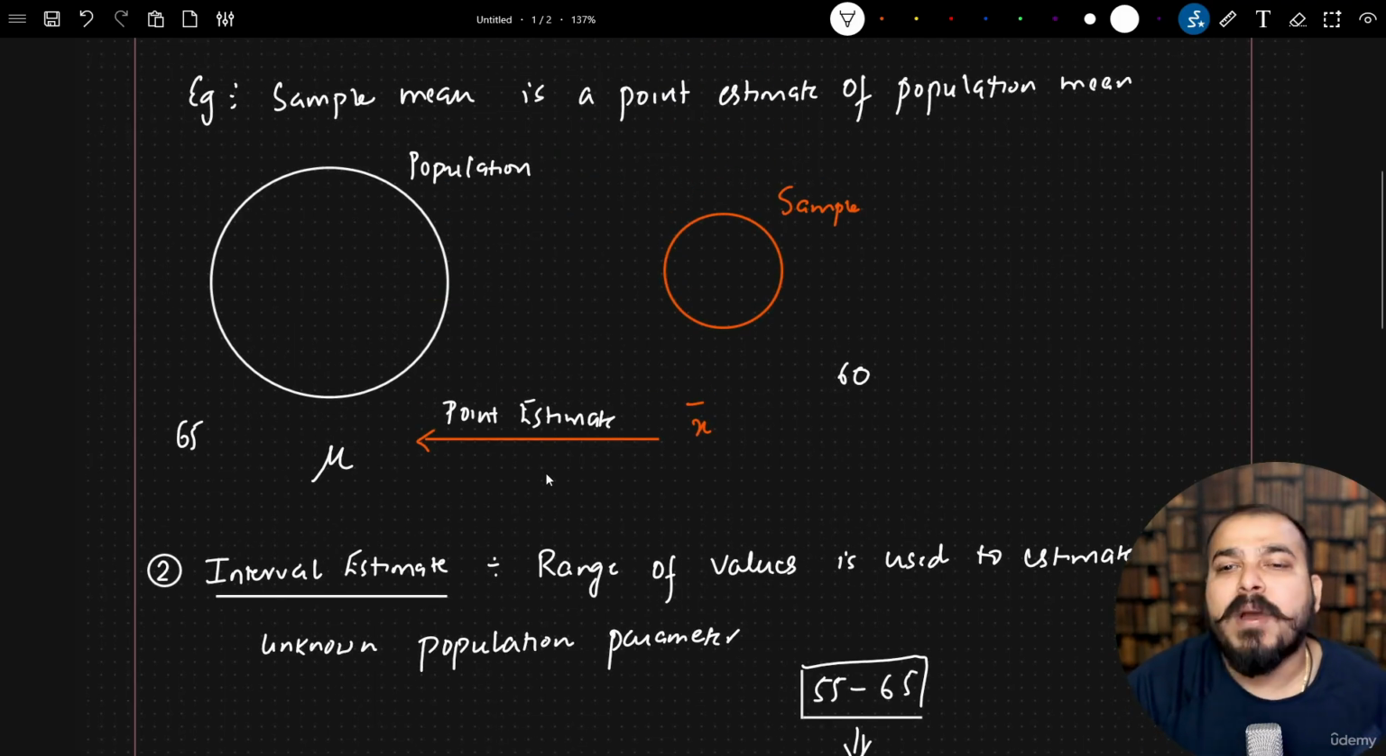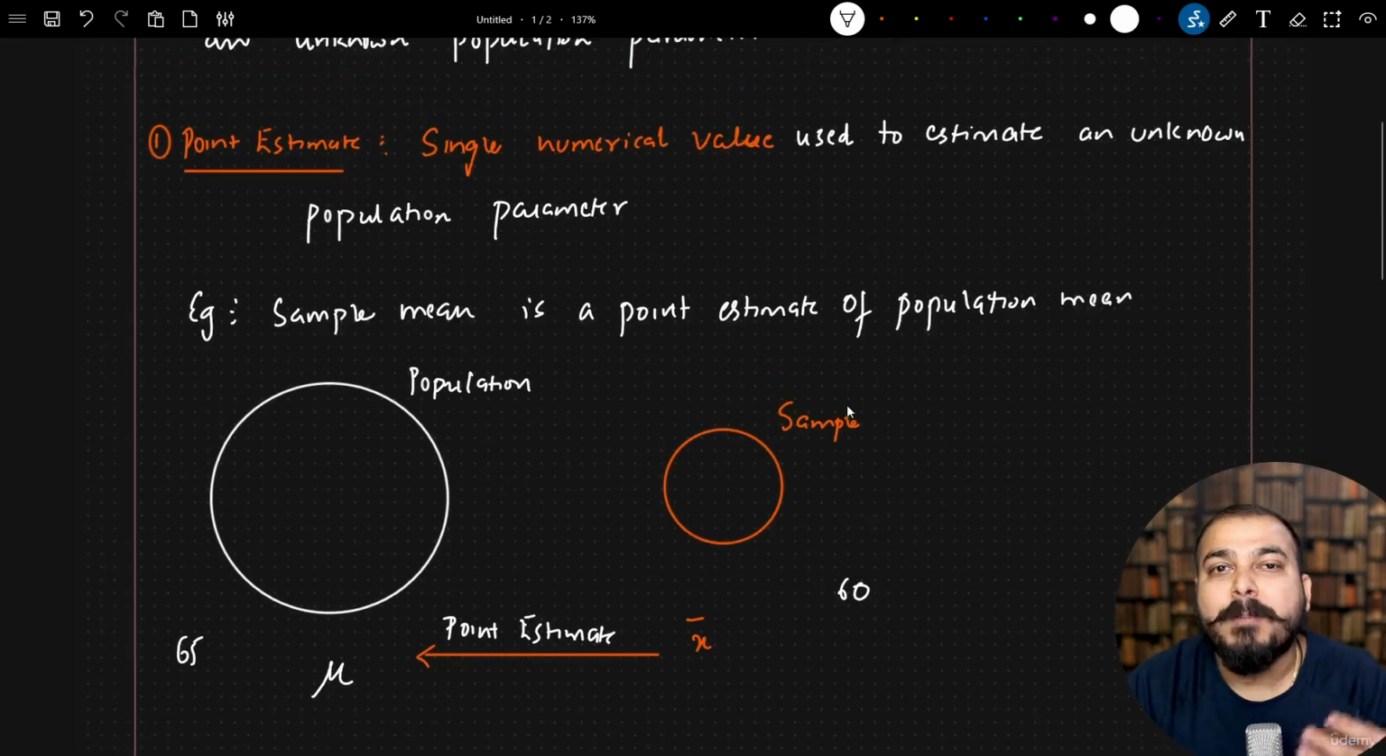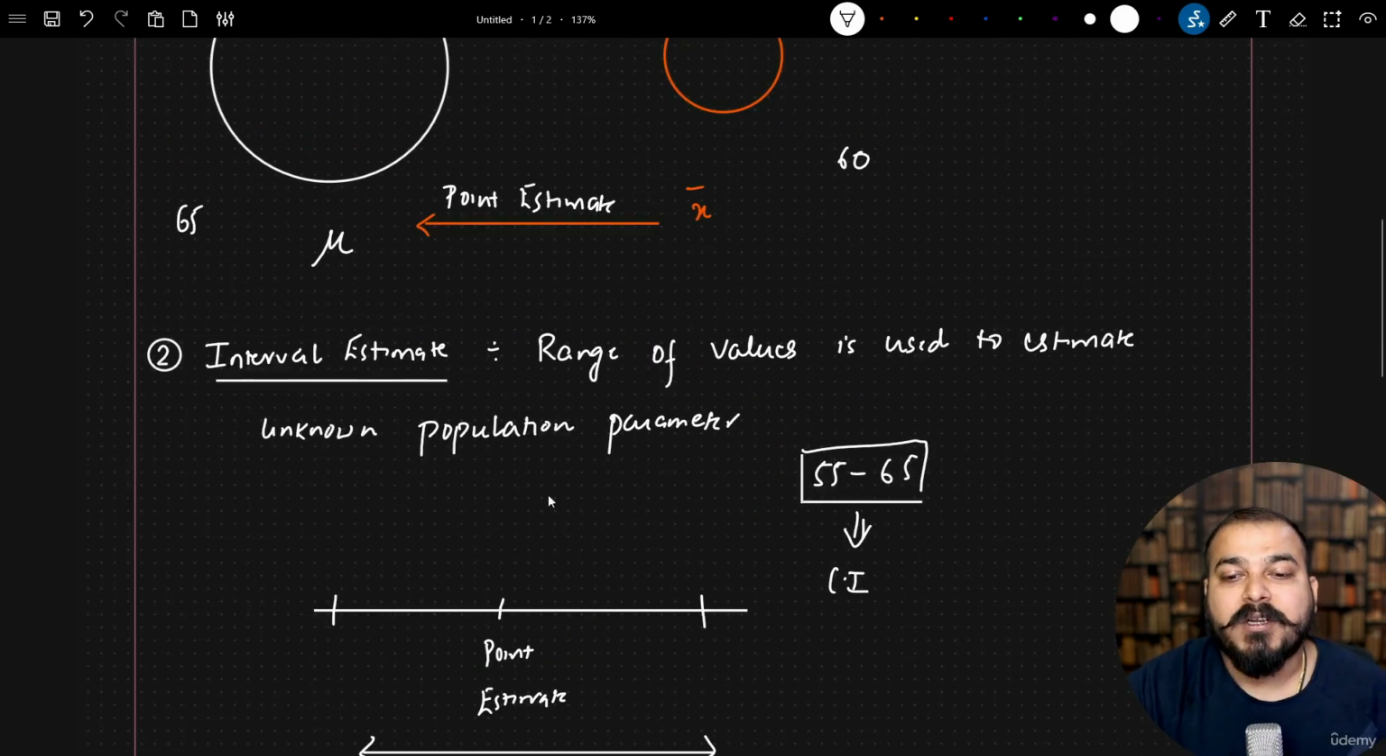In the earlier case, we just had one value, one sample mean, but this can be very much less, or very much greater, than the population mean. So a point estimate will not be a proper way to show an estimation of an unknown population parameter. But with an interval, we can specify a range of values.